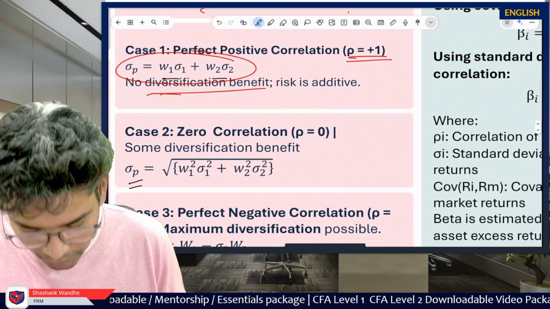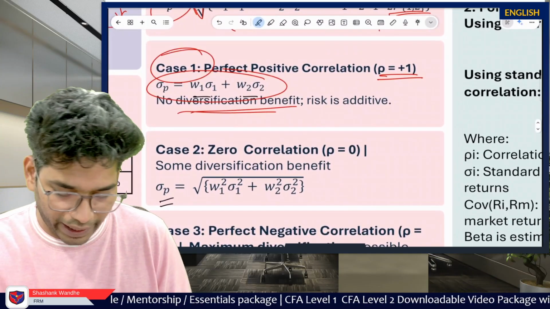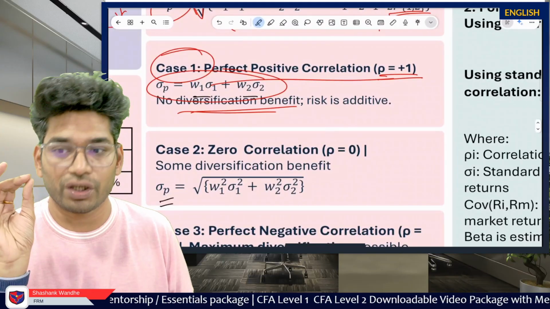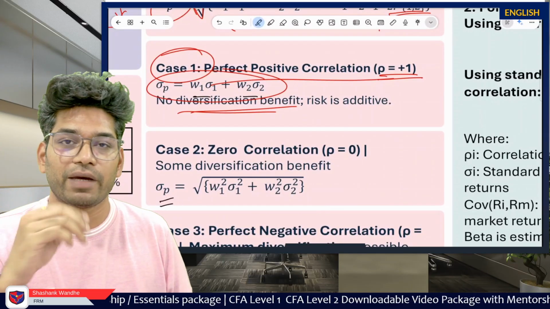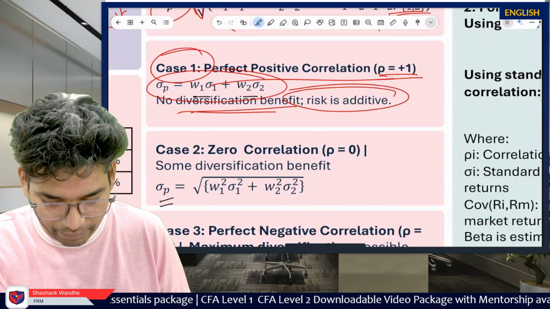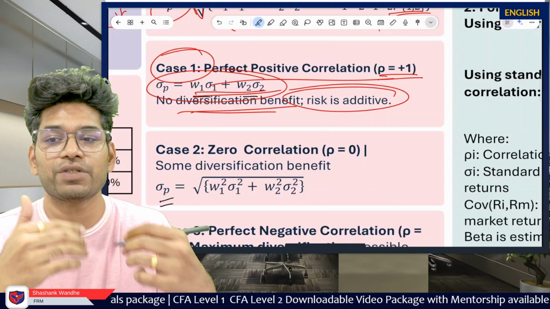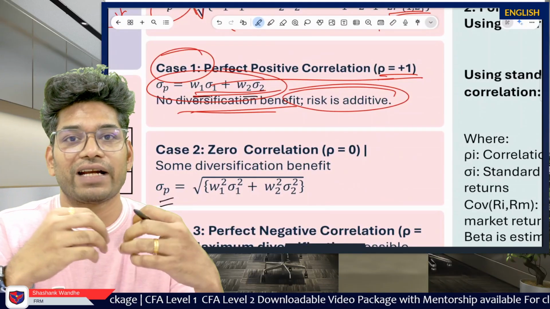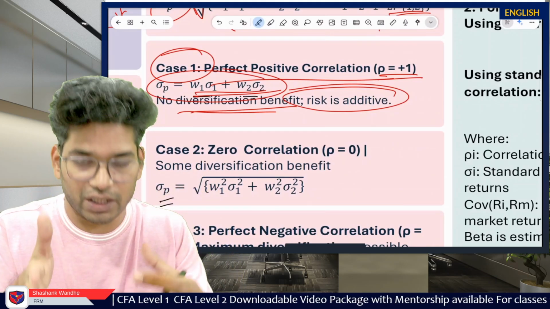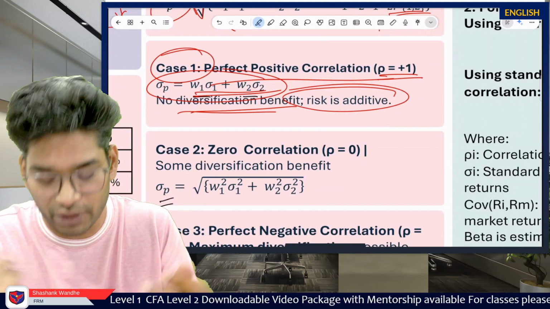Fine. Remember, now if there is a case of perfect positive correlation, there is no diversification benefit. The risk is simply additive. Again, the risk of the portfolio is simply the weighted average of the risk of the individual assets.